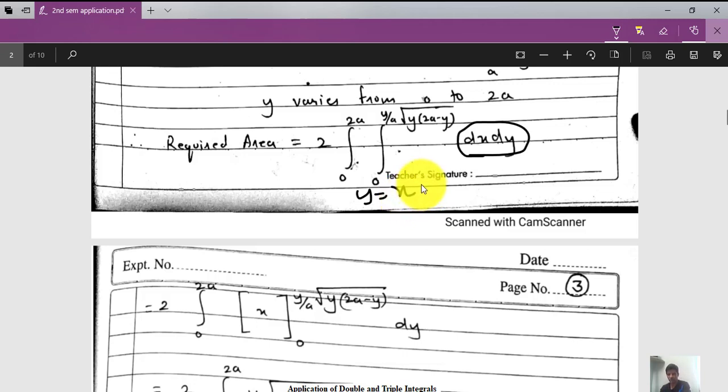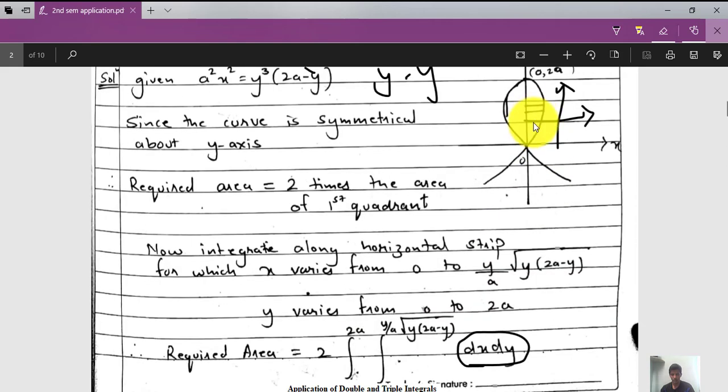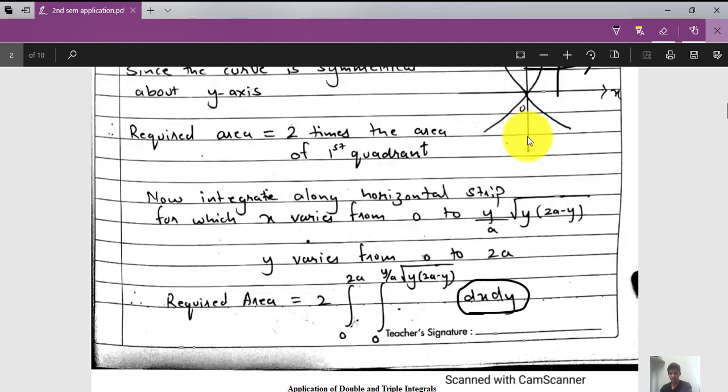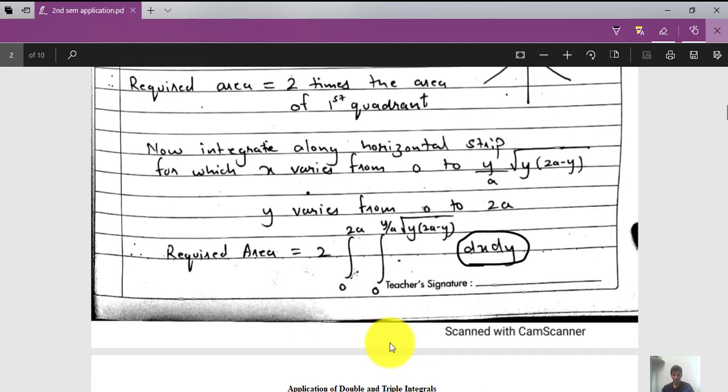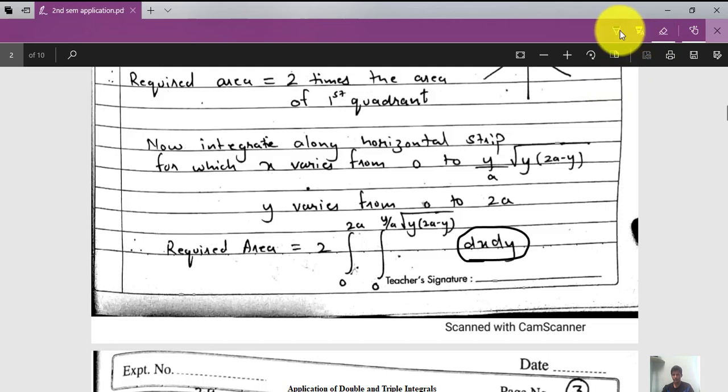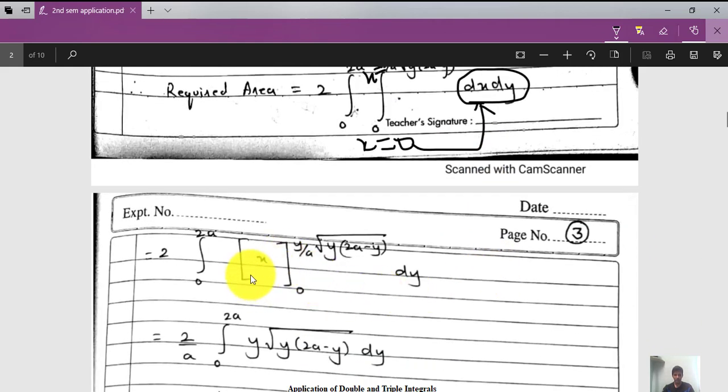Now since this is in terms of y... sorry, I take my words back, it is x in terms of y. So x is equal to 0 and x is equal to y by a, because x is expressed in terms of y. So first I will integrate with respect to x, that is dx. Therefore it is x from 0 to y by a, square root of y(2a minus y).